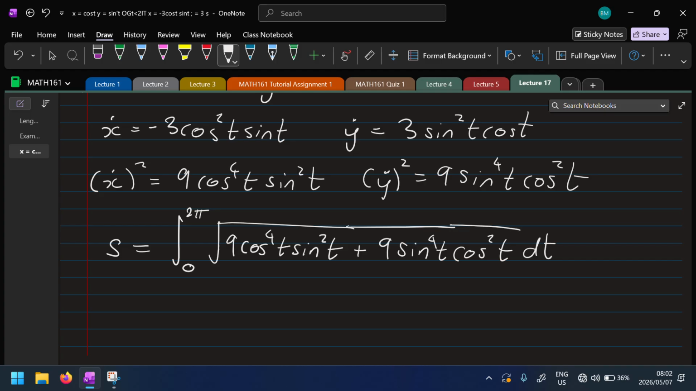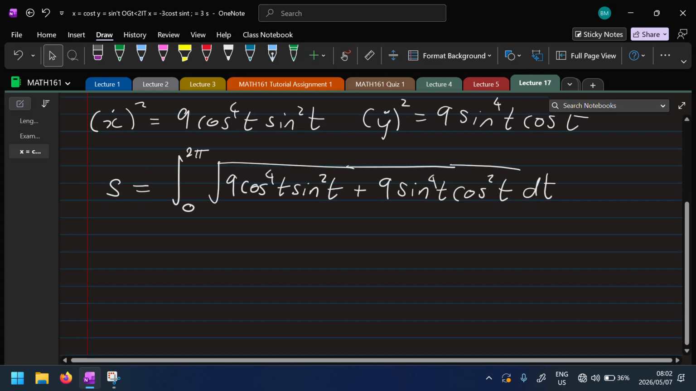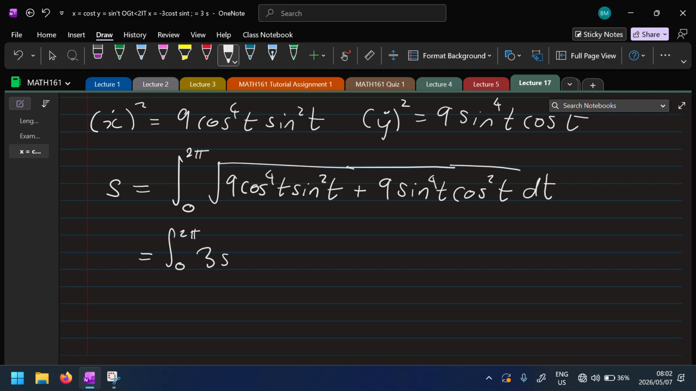Yeah. So here we've got 9 sine squared cos squared. Here we also have 9 sine squared cos squared. We can take that out. Okay, good. So it was all squared, but when we took it out of the roots, that goes away.